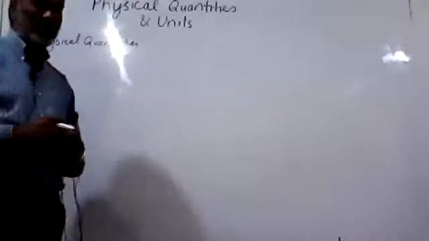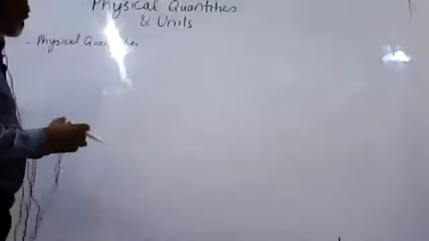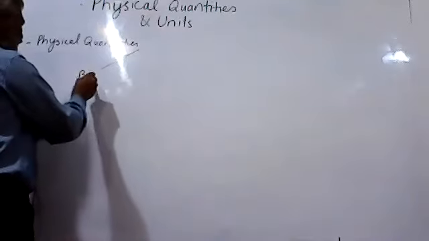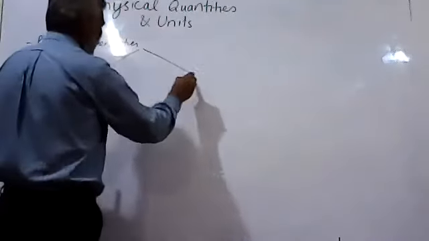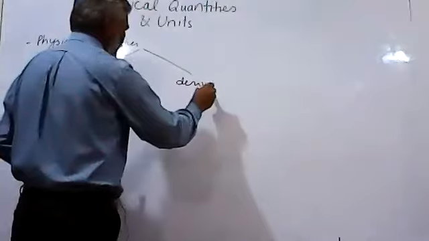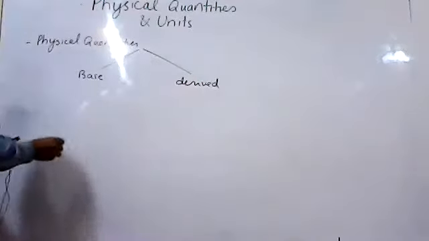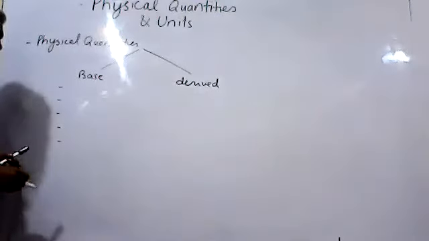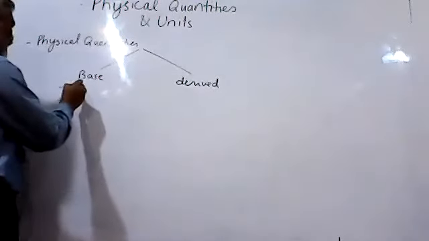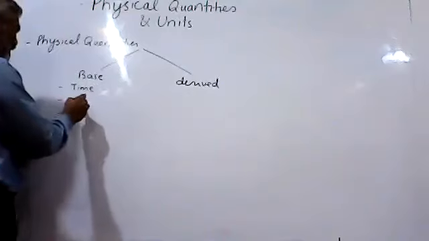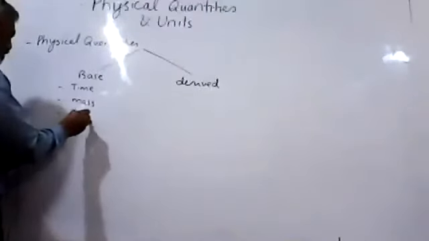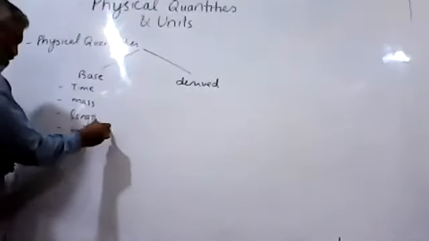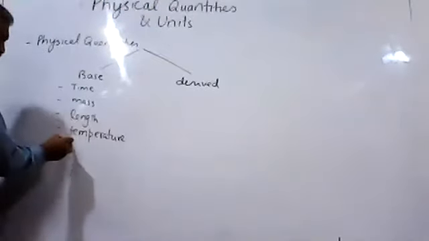Then we discussed the subdivision of physical quantities into two broad categories: base types of quantities and derived. In base quantities, we mentioned 5 physical quantities, which include time, mass, length, temperature, and electric current.